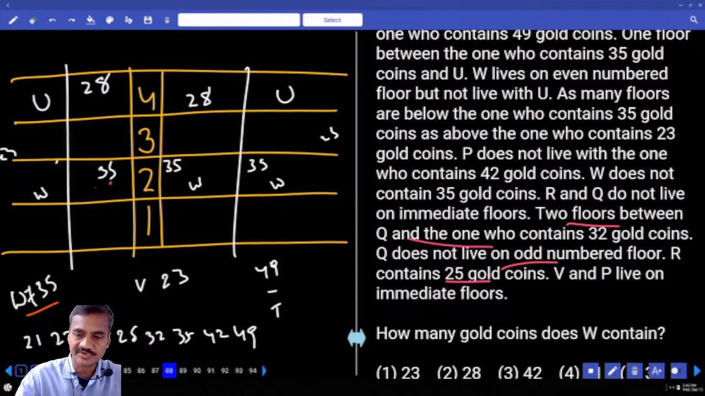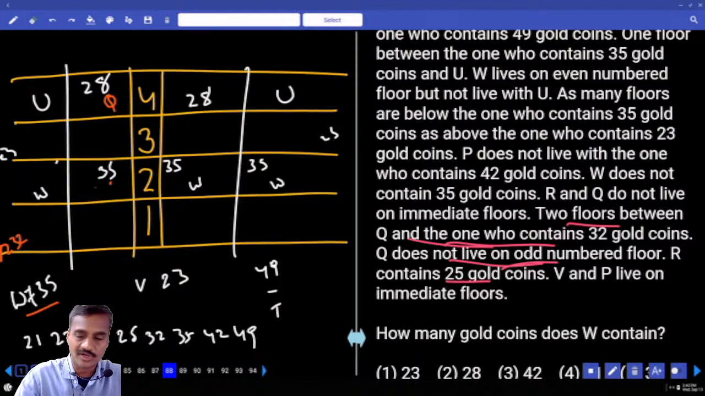And 2 floors between Q and 32 coins. And Q and the one who is having 32 gold coins, there must be exactly 2 floors. Now 2 floors between Q and 32, then can you take Q at this place or not? Q on the top floor. Now Q is on the top floor and 32 must be here. Now if 32 is here, Q and 32, and 49 and T, there must be exactly 1 floor.